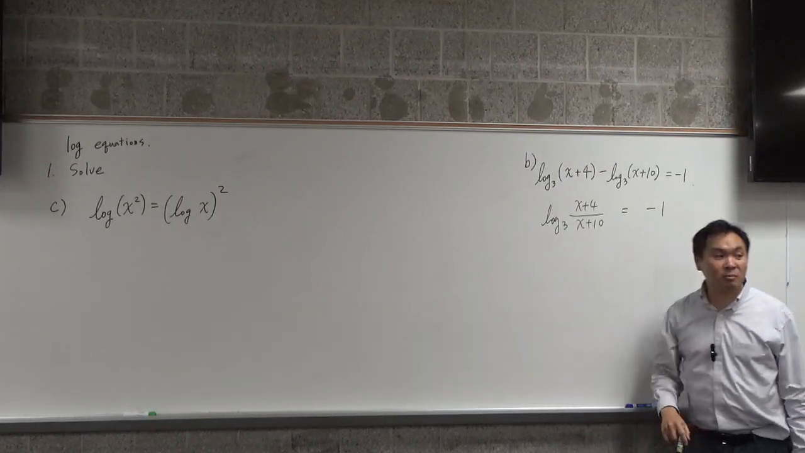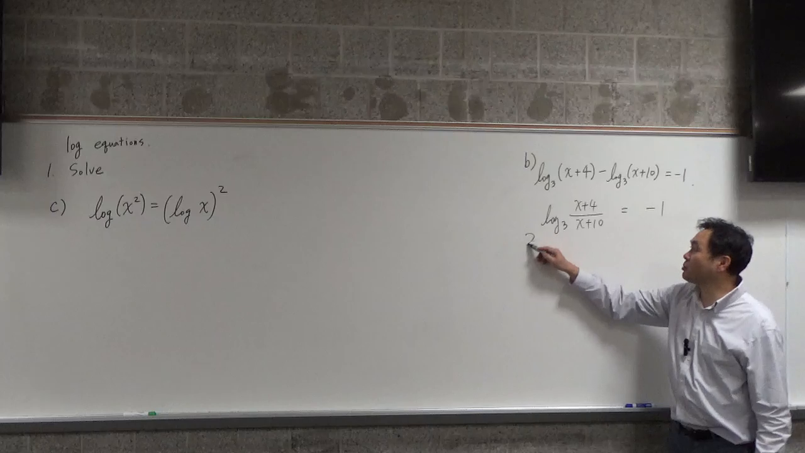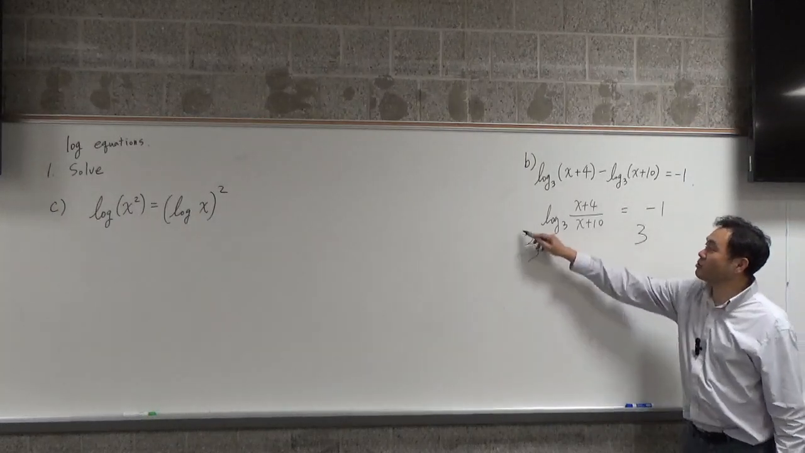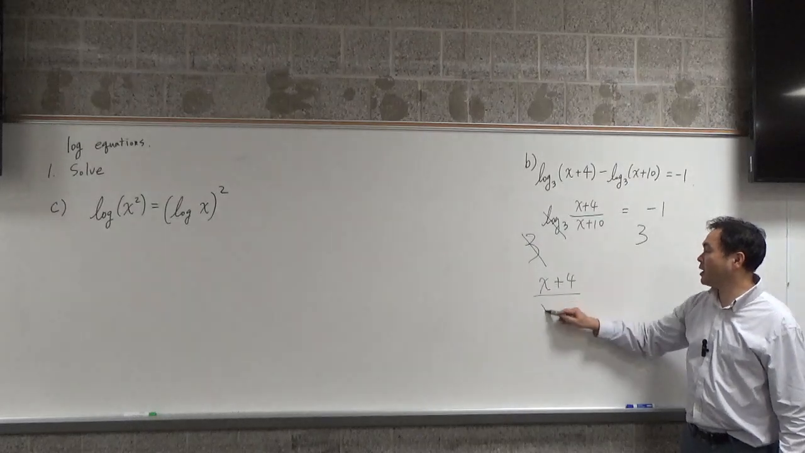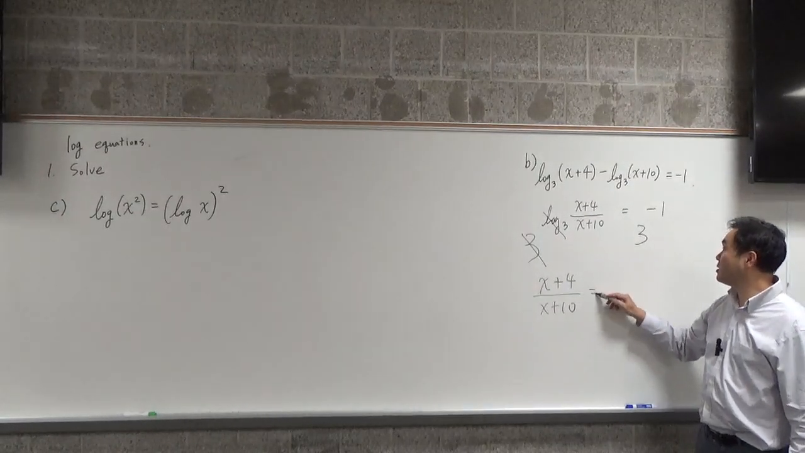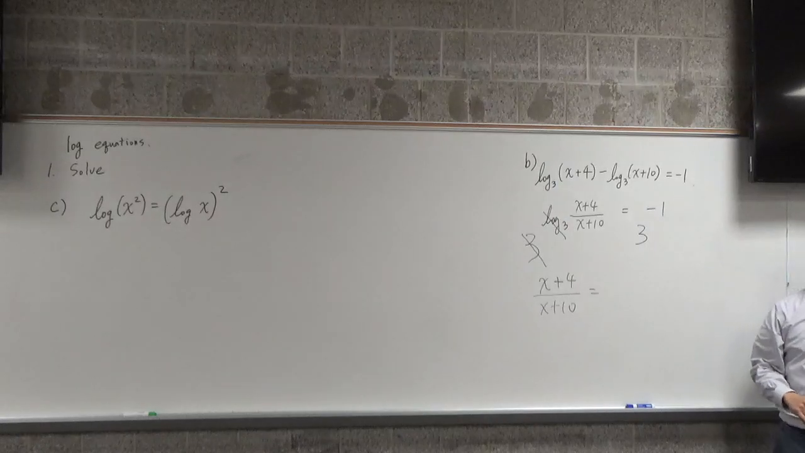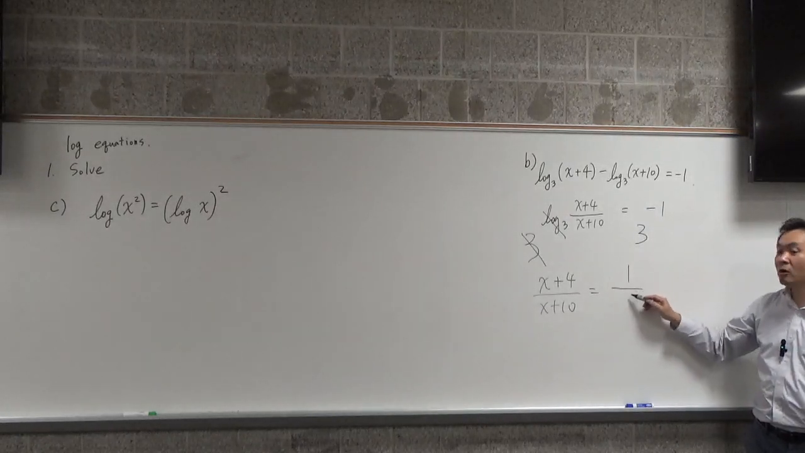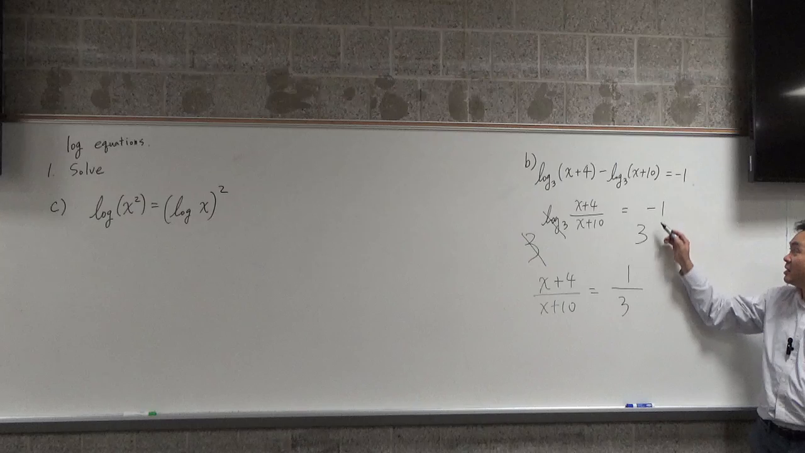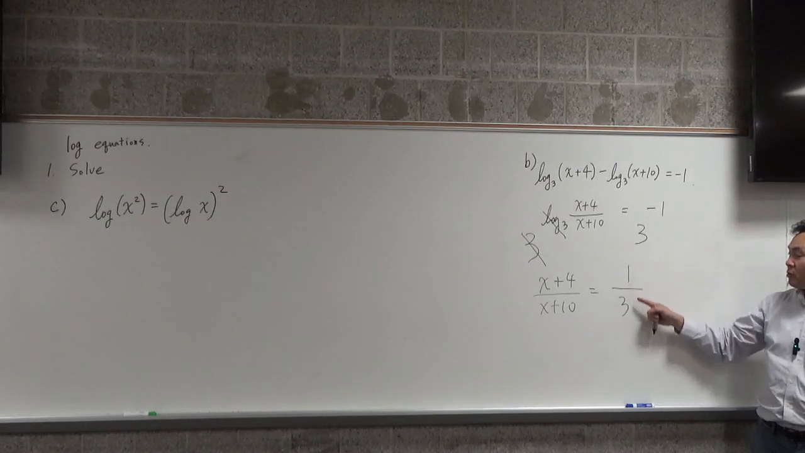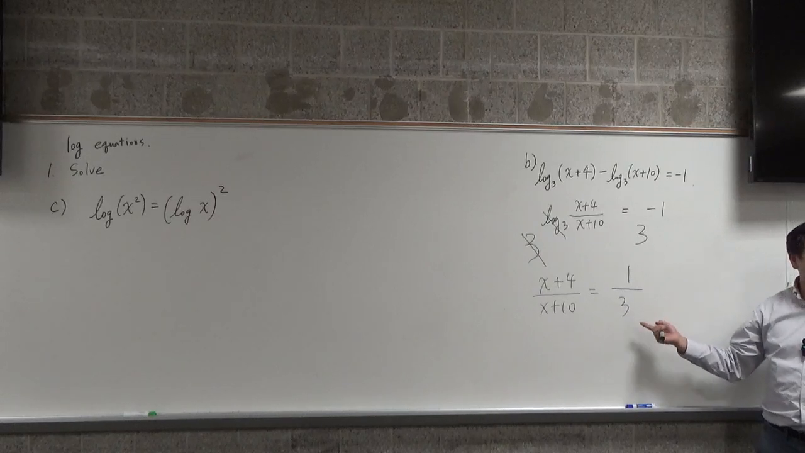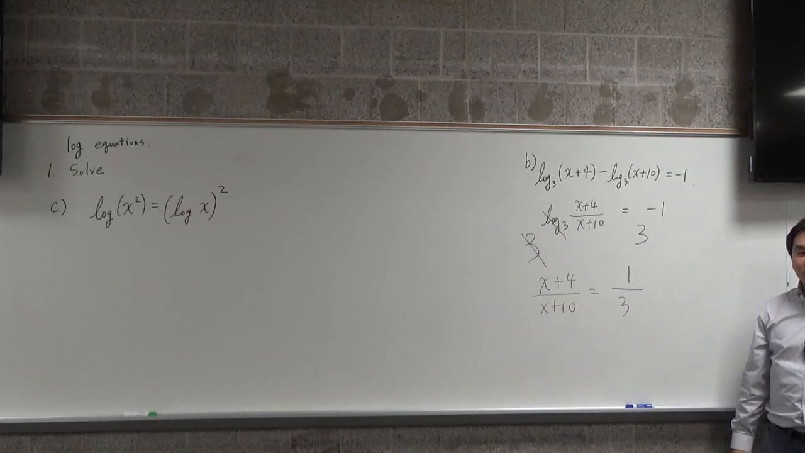How do you get rid of log base 3? Put it over 3 so that these two cancel and you get x plus 4 over x plus 10. And what is 3 to the negative 1 power? It's 1 over 3 to the first power, right? Any negative power means you flip over. So it's 1 over 3 to the first power, which is 3. So this is what you get.